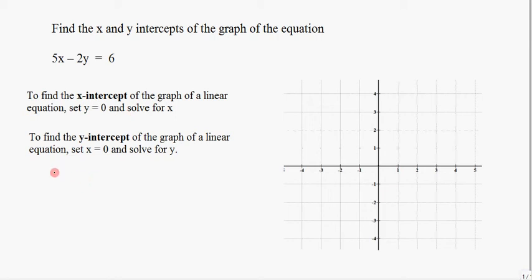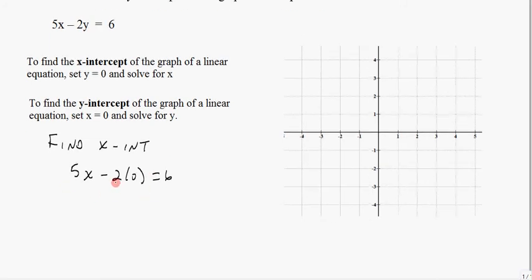So let's start with the x-intercept. What do we do? We let y equal 0. So we've got 5x minus 2 times 0 is equal to 6, right? I just plug in 0 there for y. When I solve this, of course, 2 times 0 is 0, so I've got 5x is equal to 6, which means I divide both sides by 5, right? So I'm going to have x is equal to 6 over 5.